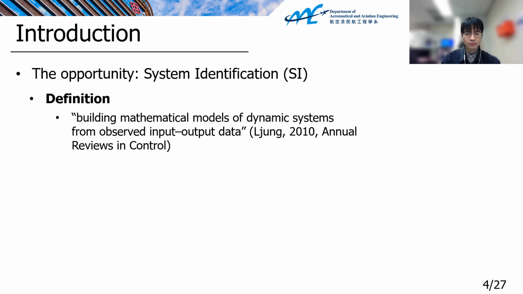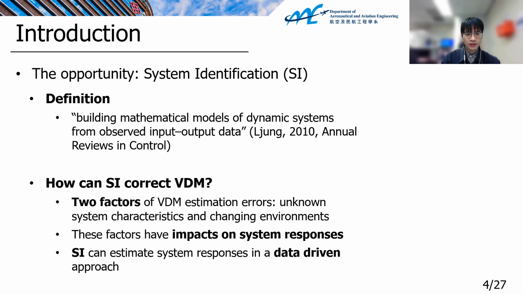According to a definition given by Professor Young in 2010, system identification is building mathematical models of dynamic systems from observed input and output data. So how can system identification correct VDM? Well, as we know, there are two factors of VDM estimated errors. One is unknown system characteristics, and another is the changing environments. And these factors have impacts on system responses. So system identification can estimate system responses in a data-driven approach.